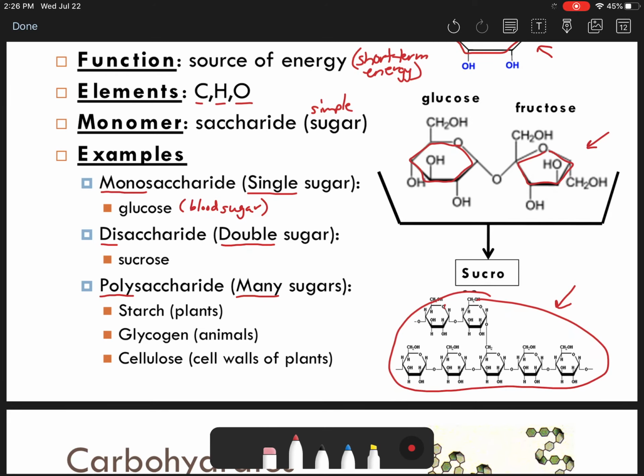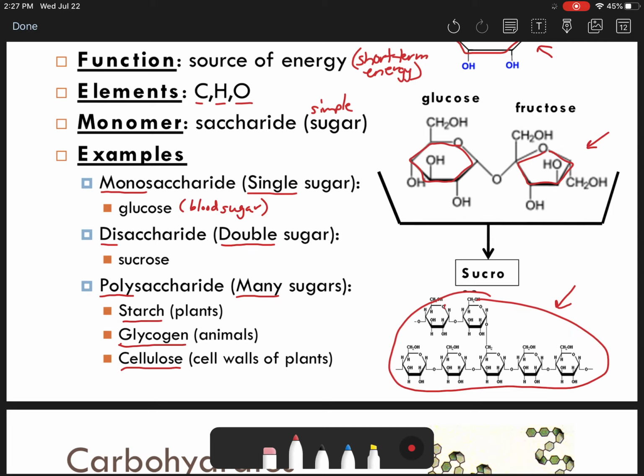Your polysaccharides include starch, which is found in plants. So if you think of any of those starchy foods that you eat, like potatoes and rice, and bread and pasta come from your grains, like wheat, that are very starchy. So that's stored in plants as starch. That's a polysaccharide. Glycogen, that's how we store our carbohydrates, in the form of glycogen in our liver. And so that's more of a polysaccharide.